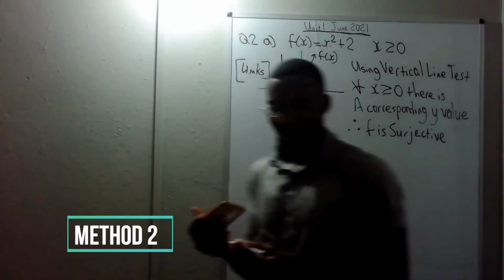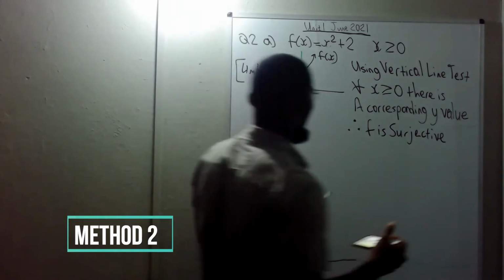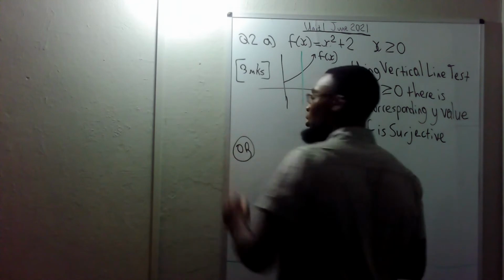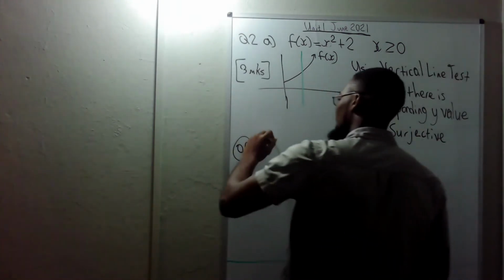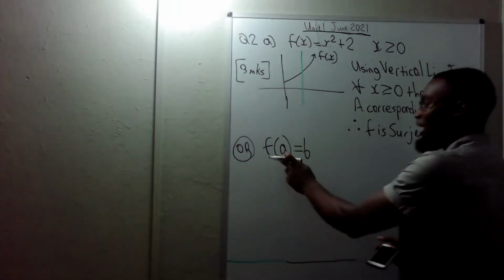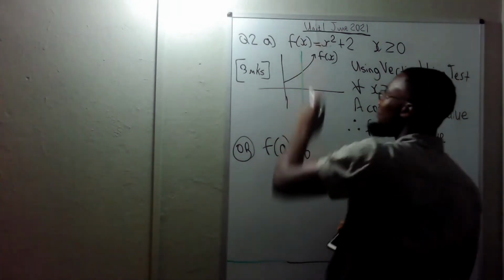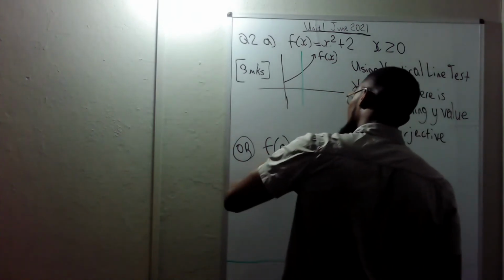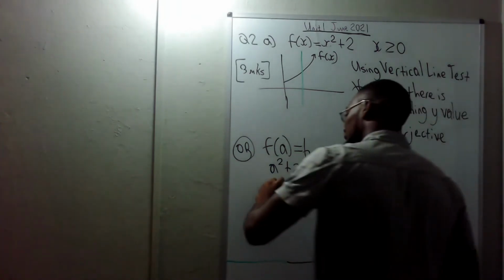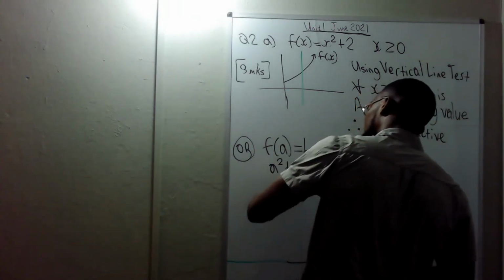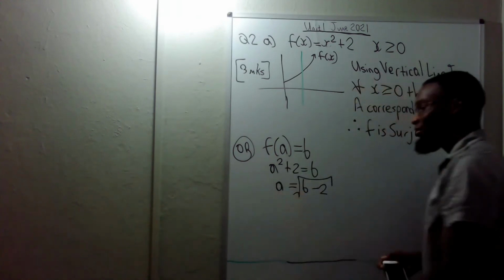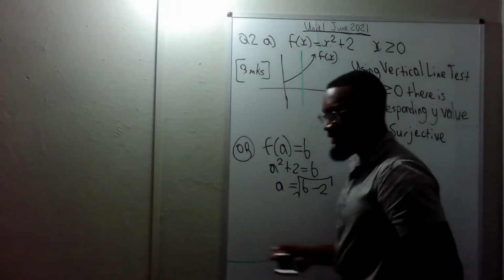Therefore, f is surjective. Now I know a lot of us want to do it the other way. So this is 3 marks. This is the other way now. The other way to test for surjectivity is to solve f of a equal to b. Solving f of a equal to b, so solve a squared plus 2 equal to b. And if we transpose for a, what we're going to get is a is equal to the square root of b minus 2. Now look at this.